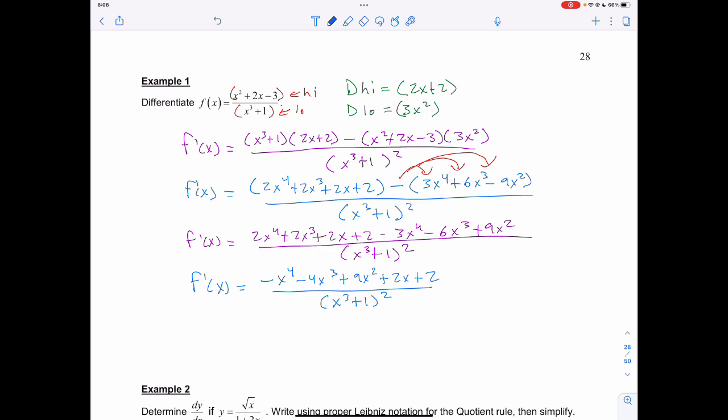And at this point, I'm going to double check. Can I factor that numerator? No. And I'm just going to leave that denominator fully factored as it is. And there's my derivative.